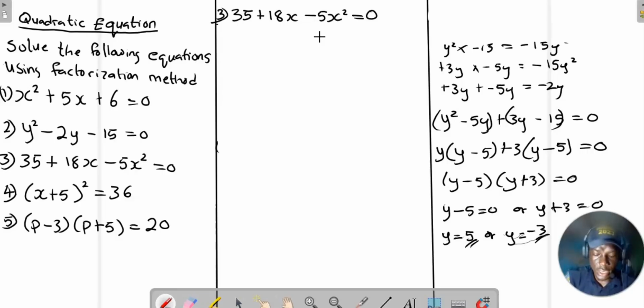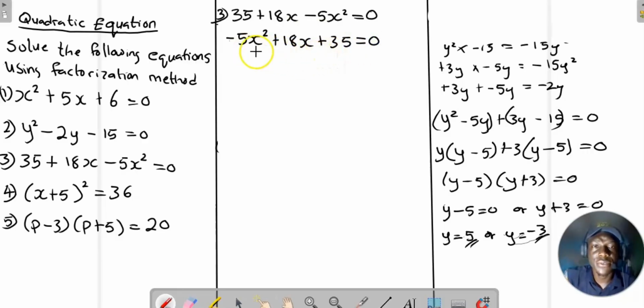Now, in arranging it properly, you have minus 5x squared. The squared term should always come first. That's how a quadratic equation used to be. The squared term is always first. So minus 5x squared will come first. Then the second term that is not squared will come next, so plus 18x. Then the constant comes last, plus 35 is equal to 0.